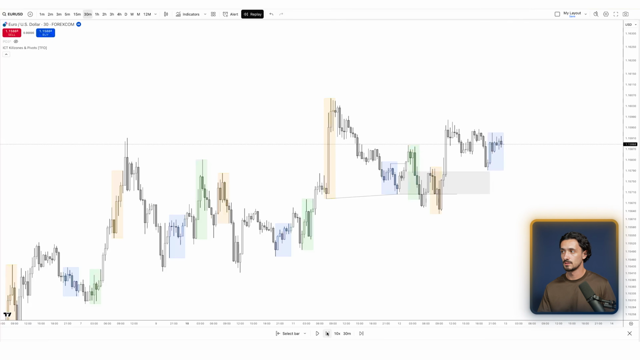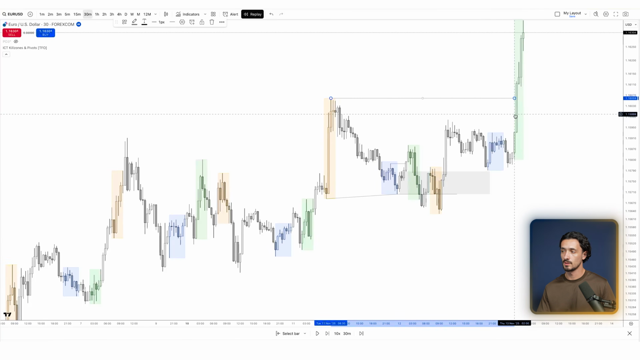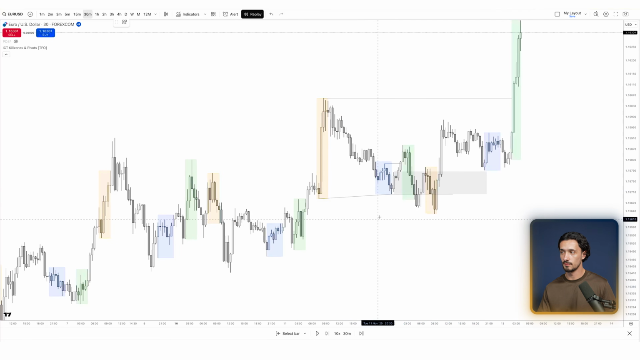The next day, price rallies. And this was our end target. So make sure that you avoid traps, right? Avoid these traps because trust me, order blocks at these levels, they just don't work.